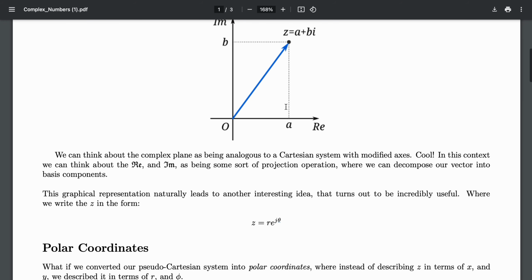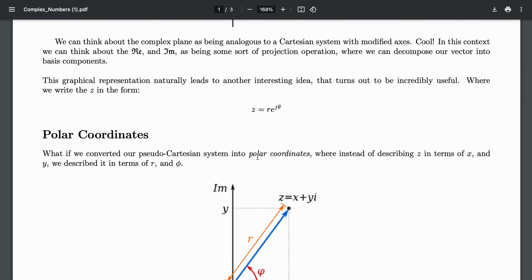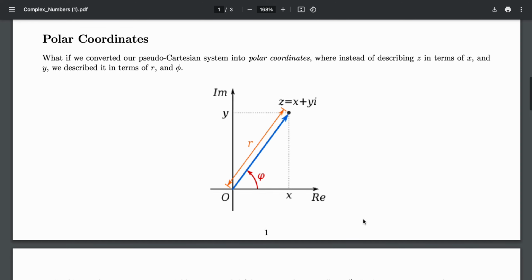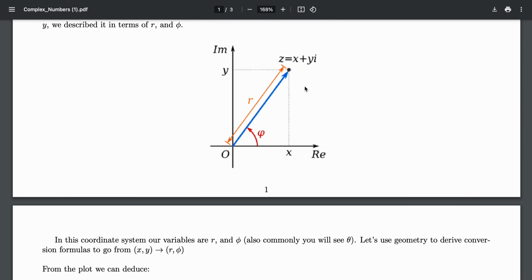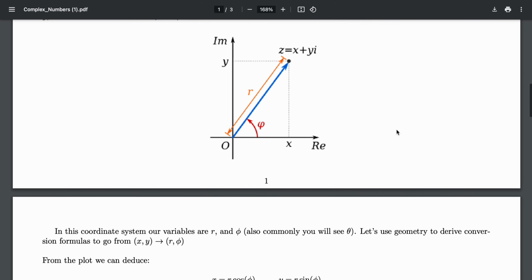So the first thing that we can do is think about taking this pseudo Cartesian coordinate system and converting it to polar coordinates, right? So what I mean by that is let's take exactly what we just drew, and one small note is that now we're representing z with x and y just because it's pretty natural because we think about the x and y axis. So we're going to describe the complex number z in terms of r and phi instead of x and y, right? And you can see from this diagram that this r and phi is nothing more than what we've seen in polar coordinates when we're just working with a regular Cartesian system, right?